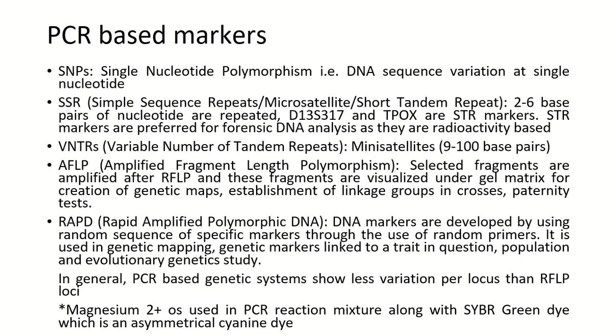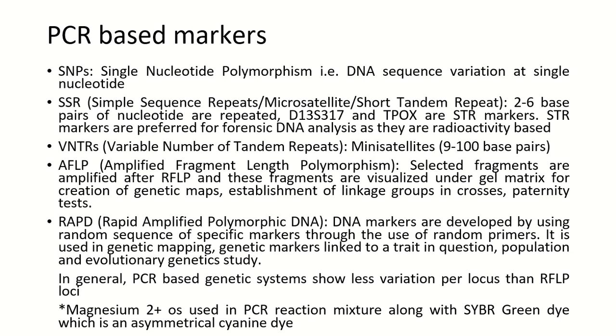In rapid amplified polymorphic DNA, or RAPD, random sequence of specific markers and random primers are used to develop DNA markers. It is used in genetic mapping, genetic markers linked to a trait in question, and population and evolutionary genetic study. Markers linked to a trait in question means whether the trait is present throughout the generations or not.